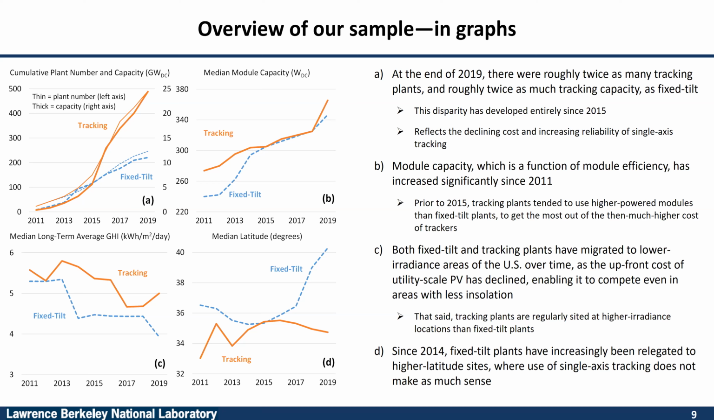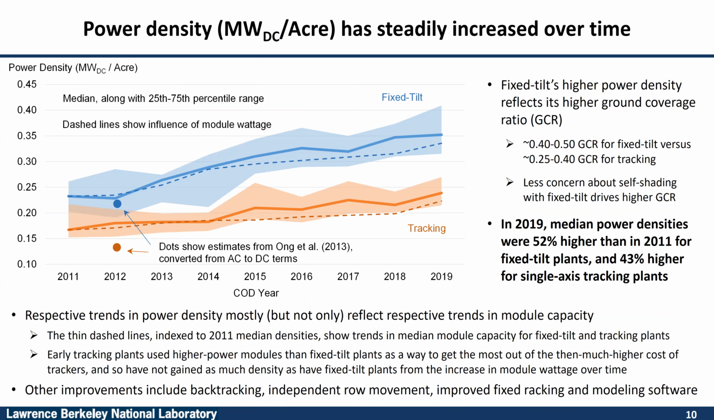And you'll see some of these trends reflected in the density results, which we will turn to now, starting with power density. So sticking with our color scheme, everything shown here in blue pertains to fixed tilt plants, while orange denotes tracking plants. For both types of mounts, both fixed tilt and tracking, the solid line shows the median power density over time, while the shading around that median shows the 25th to 75th percentile range.